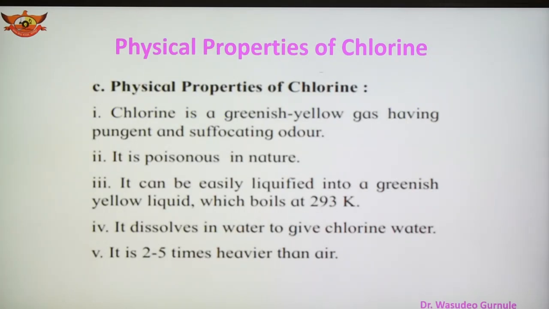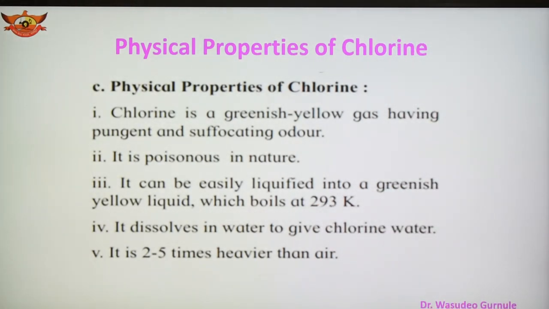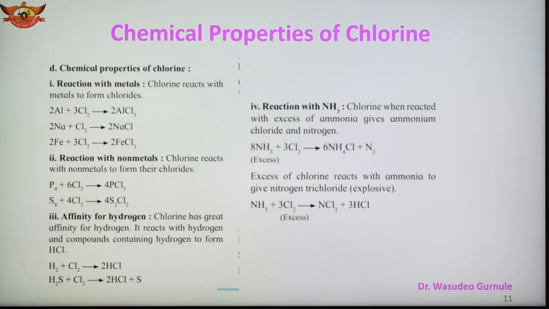These are some physical properties, only for our knowledge. Here are the physical properties of chlorine. Chlorine is a greenish yellow gas, having a pungent and suffocating odor. It is poisonous in nature. It can be easily liquefied into a greenish yellow liquid, and the boiling temperature is 293 Kelvin. It dissolves in water forming chlorine water. So these are the physical properties of chlorine, and next are the chemical properties of chlorine, the second important compound.